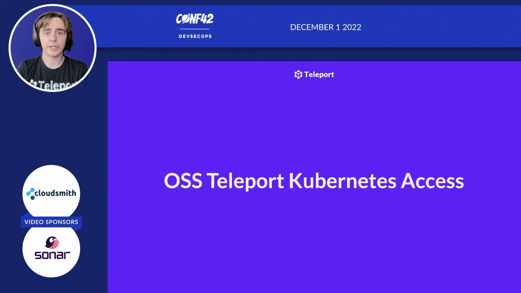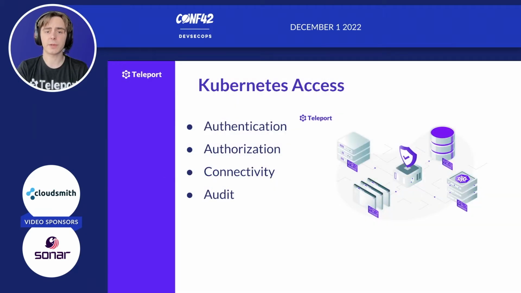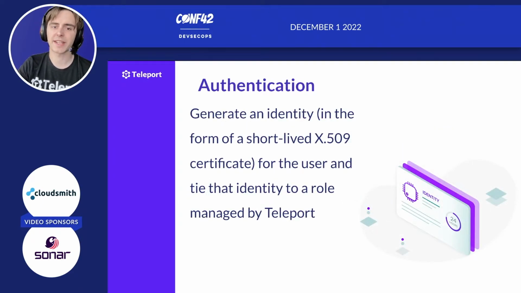Well, luckily, there are solutions available, like open source Teleport Kubernetes Access. And what Teleport is, is a secure access control platform. So it helps you manage all of your infrastructure access in a single place, including your Kubernetes access. And it operates on kind of these 4 pillars of access. In order to have secure access, you need authentication, authorization, connectivity, and audit. And this is what Teleport provides. So the first step is authentication.